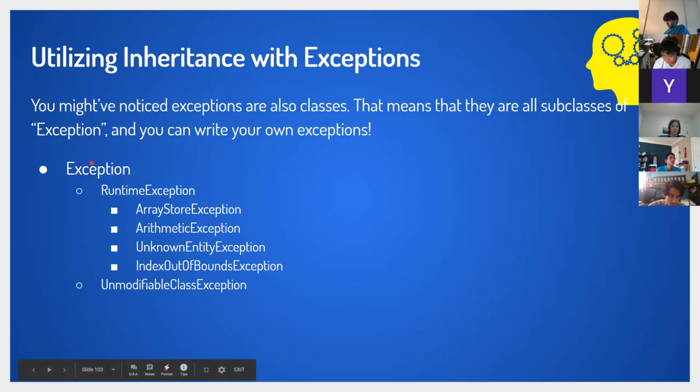So these are children of Exception, right? If an UnmodifiableClassException gets thrown, you can catch it with an Exception. But UnmodifiableClassException will not be caught by RuntimeException, right? Because that's how inheritance works, right? And RuntimeException has even more subclasses. It has even more extensions. So we have ArrayStoreException, ArithmeticException that we just saw, UnknownEntityException, IndexOutOfBoundsException, and all of these can be caught in RuntimeException, which can be caught in Exception. So you can see how there's many layers to how specific you can be when you want to say, I want to catch an exception, okay?